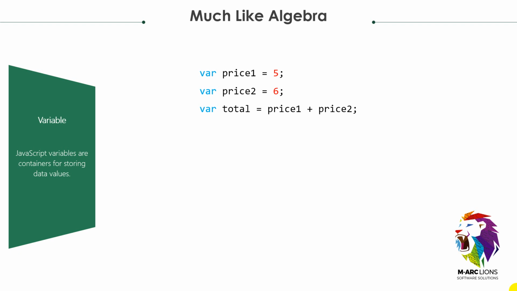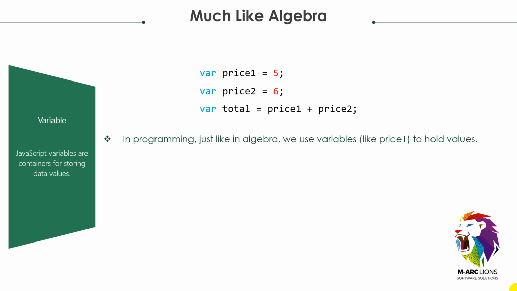It's a short form of variable, which becomes var. Here price1 is like an integer variable where I am storing 5, and price2 is also an integer variable where I am storing 6, and the third variable total becomes 11 when the two variables are added. So how is it like algebra?